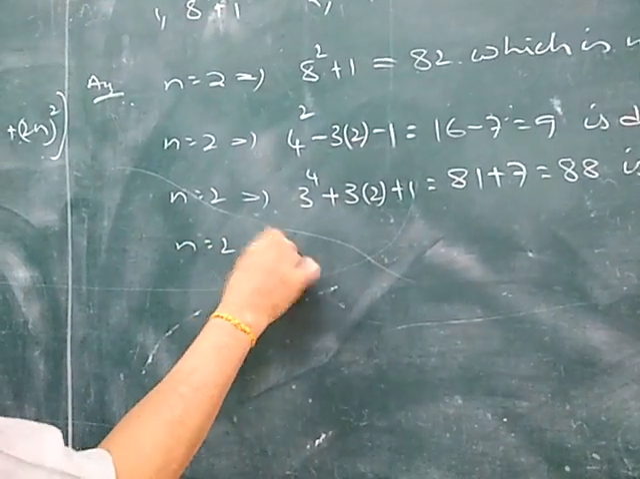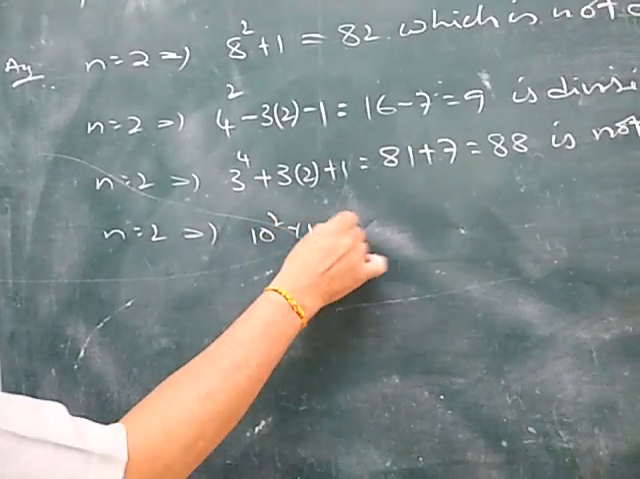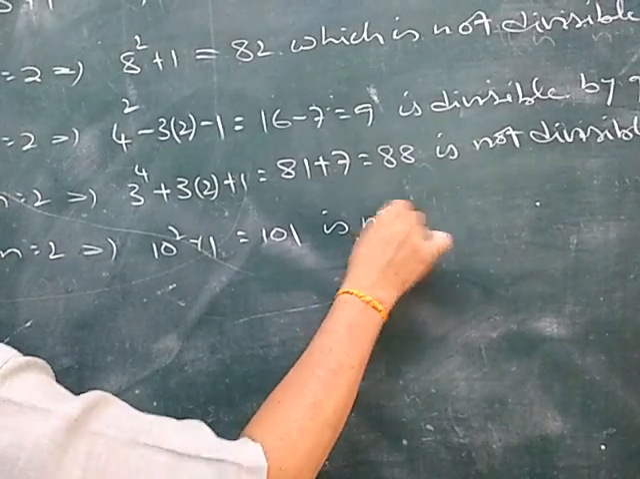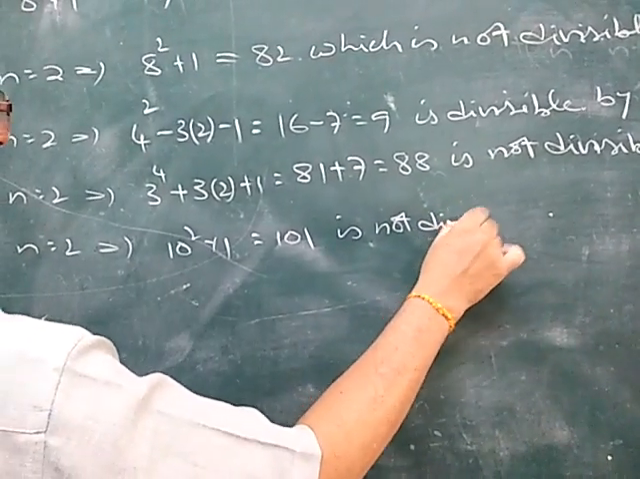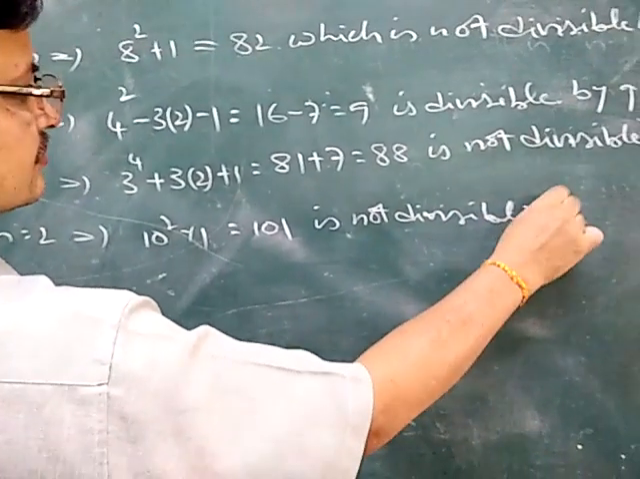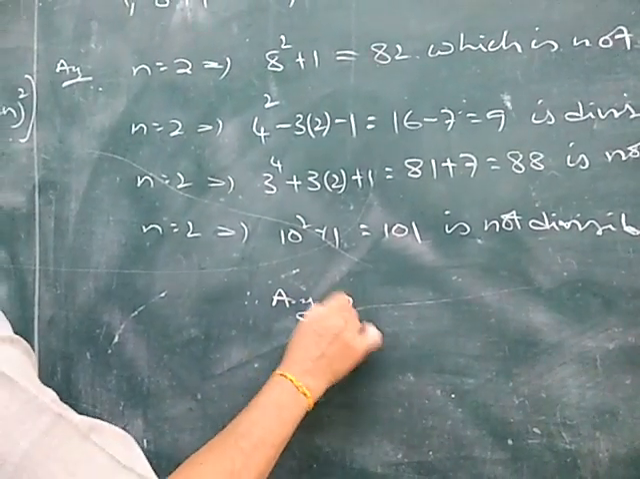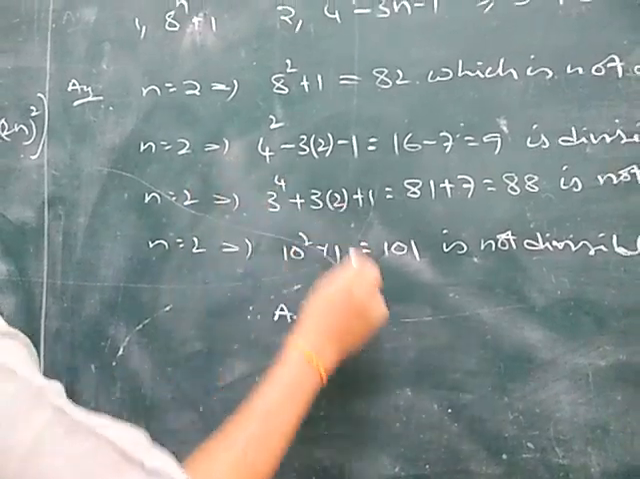N is equal to 2, that implies 10 to the power of 2 plus 1 is 101, is not divisible. Therefore, answer is the second one.